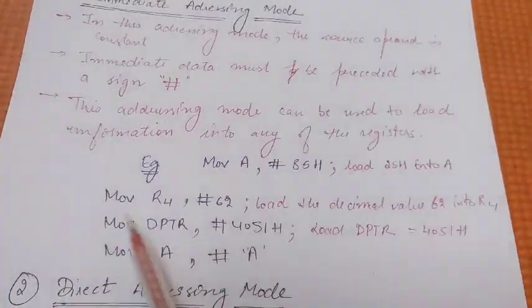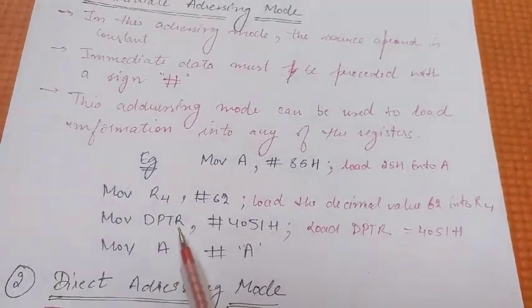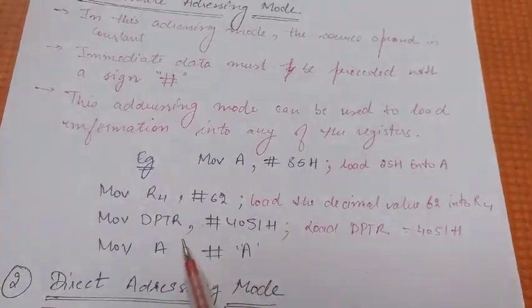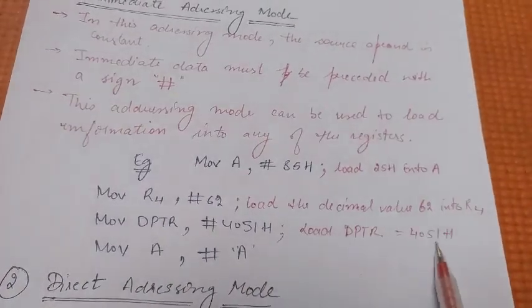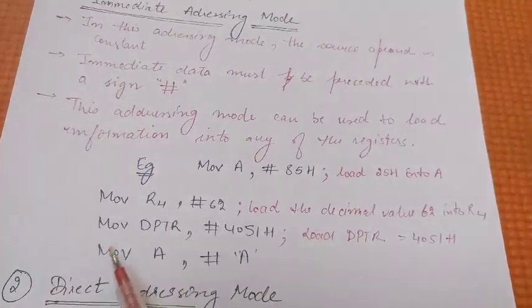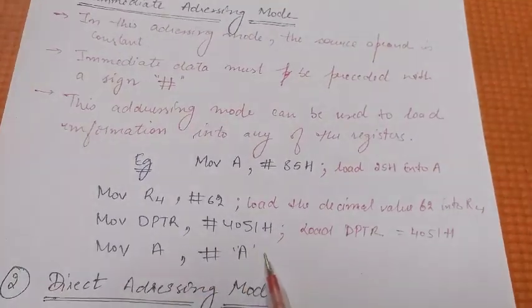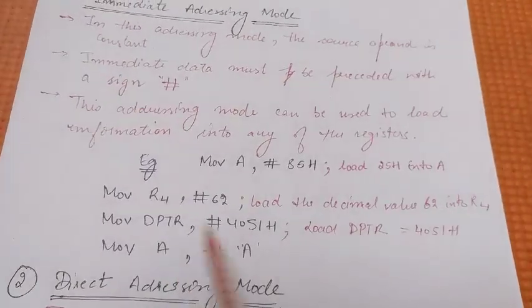Then MOV DPTR, #4051H. DPTR is a register, the data pointer register. Load DPTR equal to 4051H, which means loading this value into DPTR. MOV A, #accumulator. Move the content of accumulator into accumulator, from one address to another address.